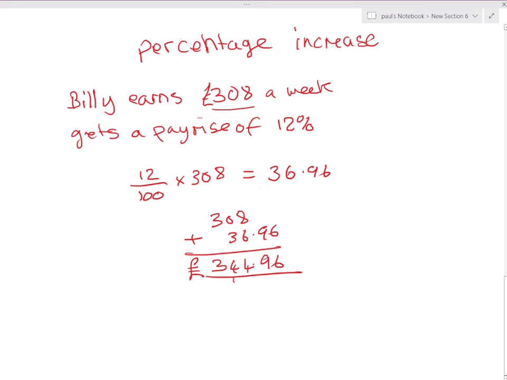They will ask, what does he earn now? So it's 308, and 12% on that is £36.96. Add it together, 344.96. Percentage increase. Next one was percentage decrease.